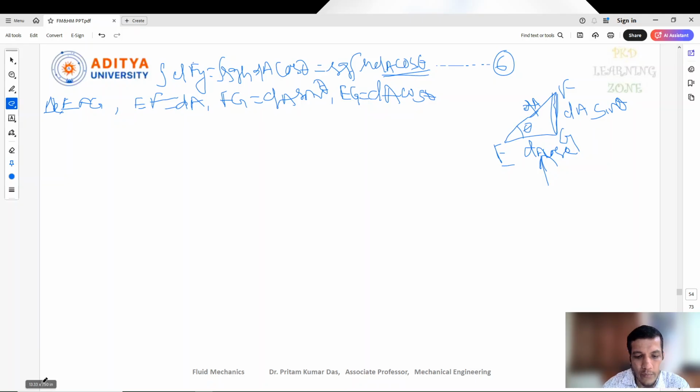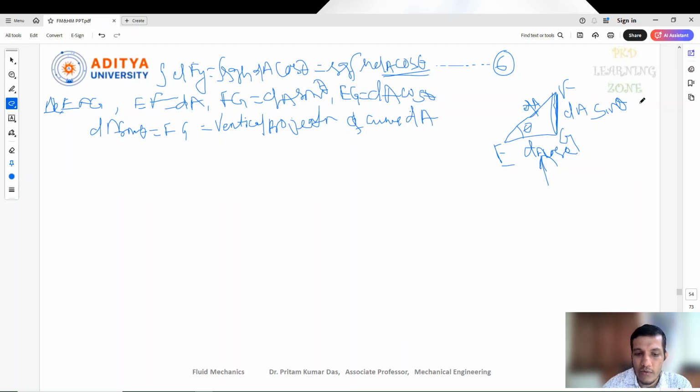Now we can put this value in that point. So we can write DA sine theta equal to EG... in the previous equation we can write DA sine theta equal to FG, which is nothing but the vertical projection of the area. Which area? This small area dA.